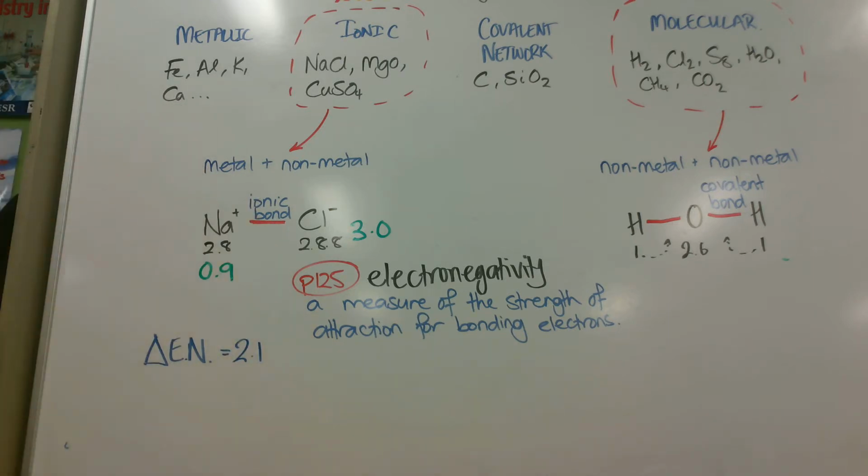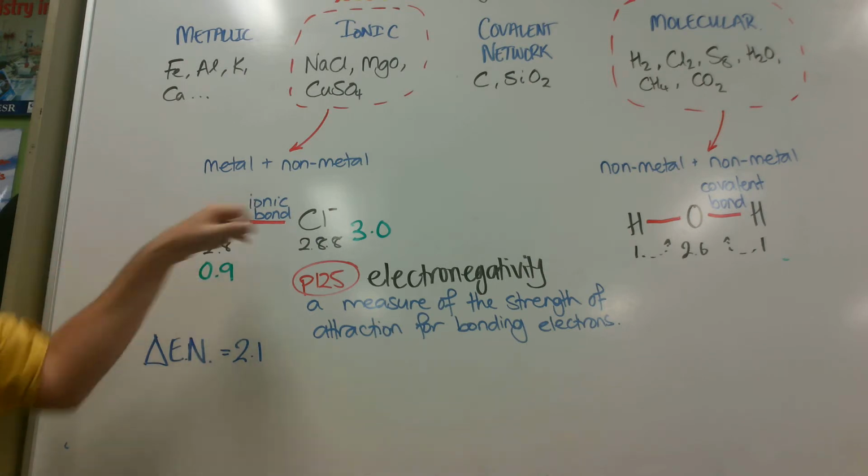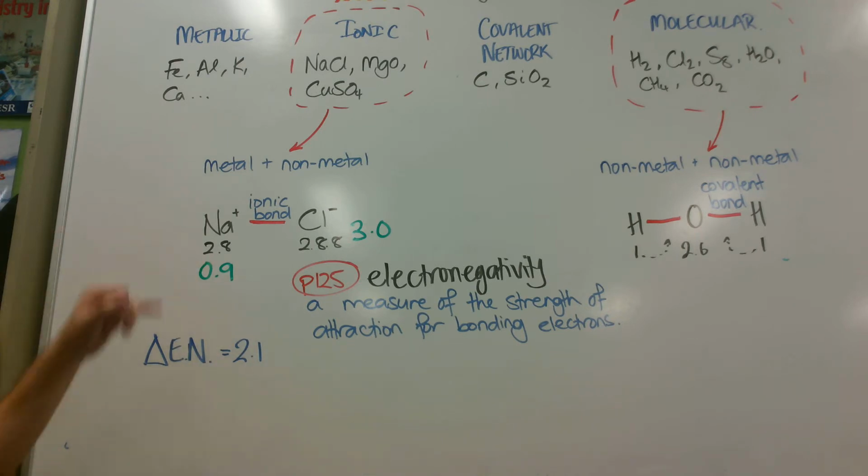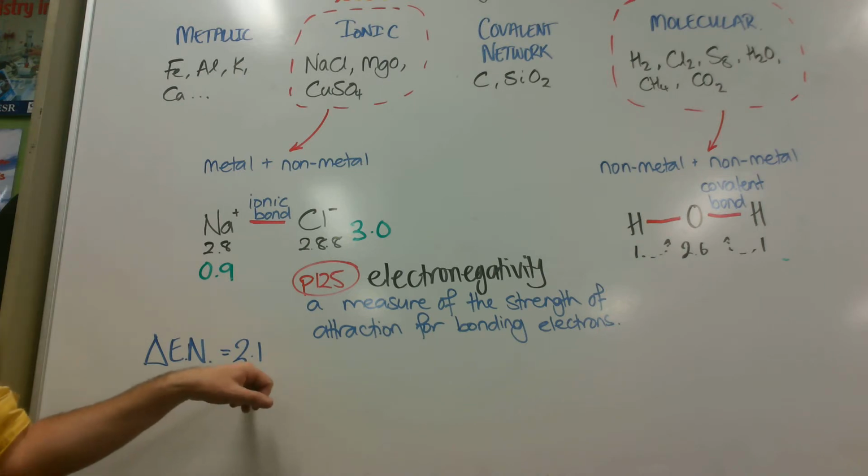And I've already said it's ionic, so that must be a big enough difference for electrons to be ripped off. Sodium isn't holding onto its electrons hard enough, so it loses them to chlorine, or just one of them actually. It loses its electron to chlorine to make chlorine 2,8,8 and sodium 2,8. This is what we call a big electronegativity difference.